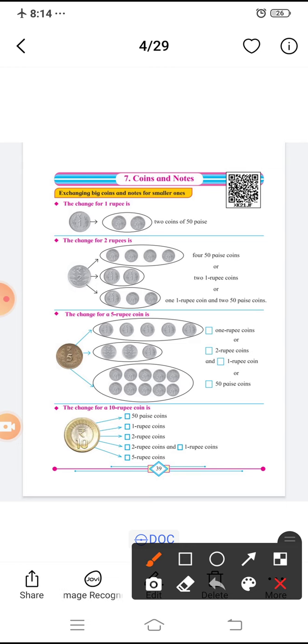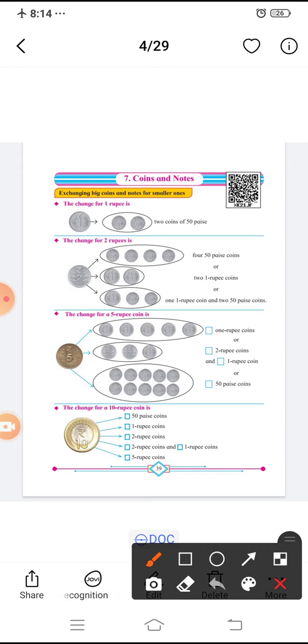Yes. Now here, for exchanging a big coin into smaller ones, the first one they have given is the 1 rupee coin. Students, have you never seen the 50 paise coin? Some students might have seen it and some students might not have seen it. Why? Because now in the market we are not able to see the 50 paise coin. If your parents have one, just ask them and see the 50 paise coin.